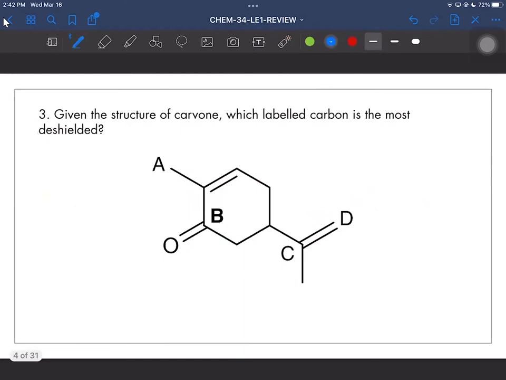Okay. For number 3, given the structure of carbon, which labeled carbon is the most deshielded? So, this is a review sa usual carbon shifts natin sa carbon NMR. So, a rule of thumb in carbon NMR siguro is the 100 ppm mark.